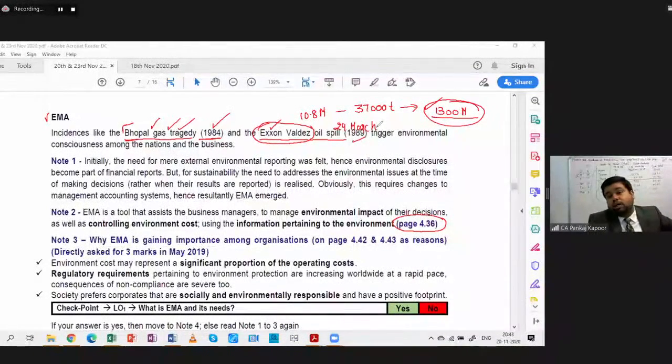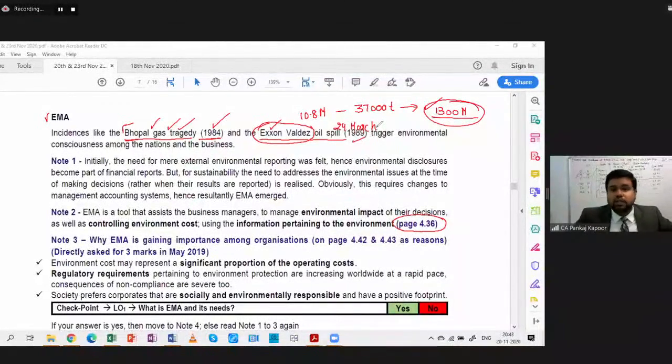So it put an impact on the business and brought some sort of the environment consciousness in the nation that they need to work on the ecology as well. The business must be forced to be responsible for their actions. The ecological pressure must be put on the businesses. So what happened? I'm going to tell you the note number one in the form of story.